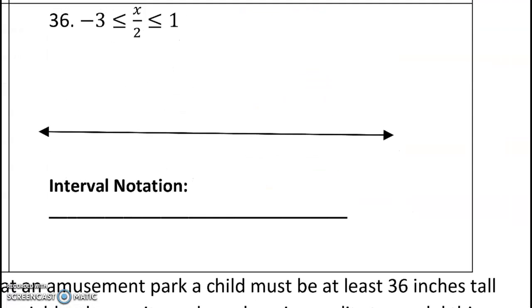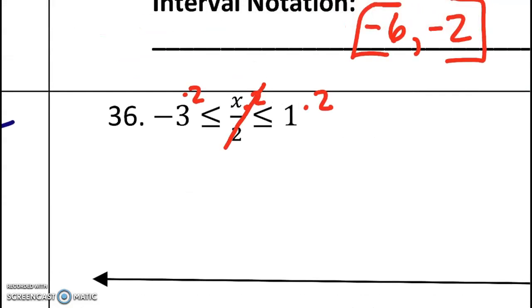36. What would you like me to do? Multiply 2 on all sides. When I do that, my 2 with my x cancels. My 2 times my -3 gives me -6. My 2 times my 1 gives me 2. Do I need to do anything else? How do you know? Because the x is alone.